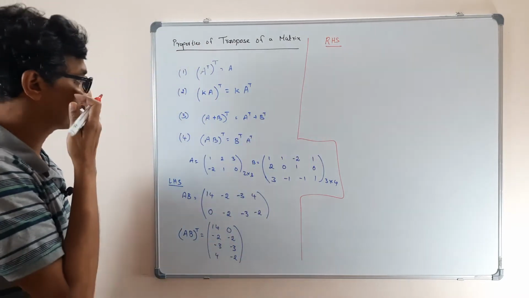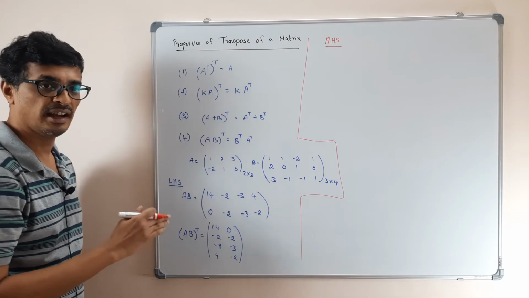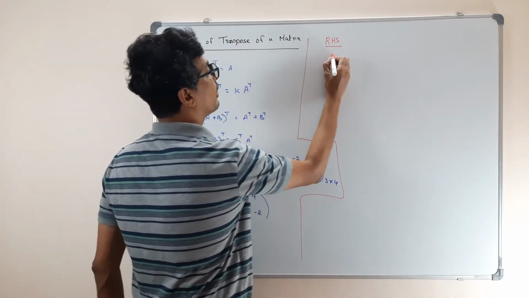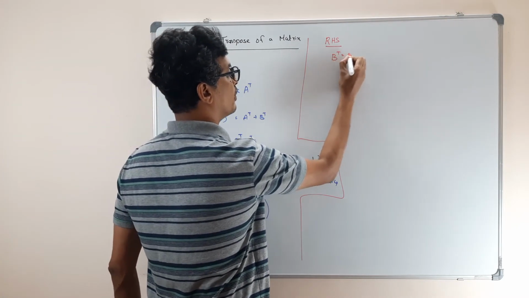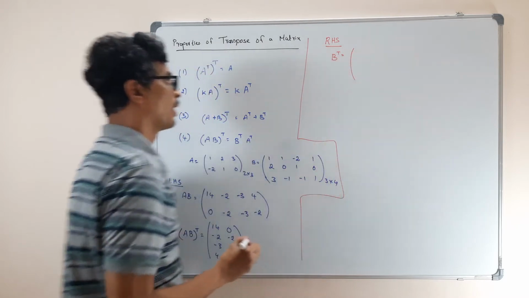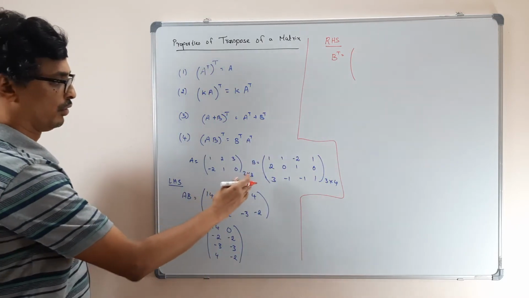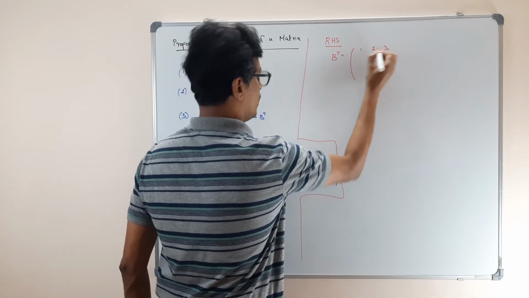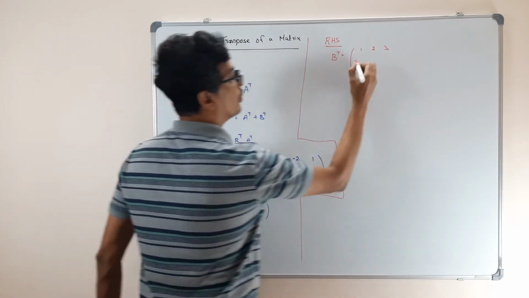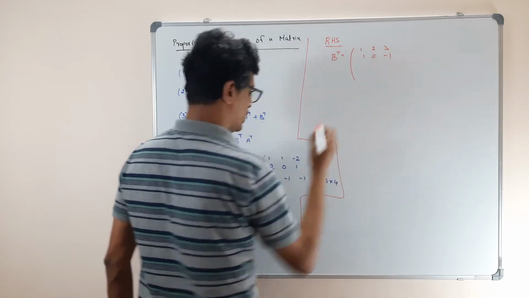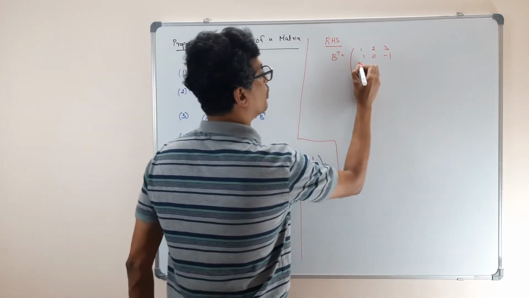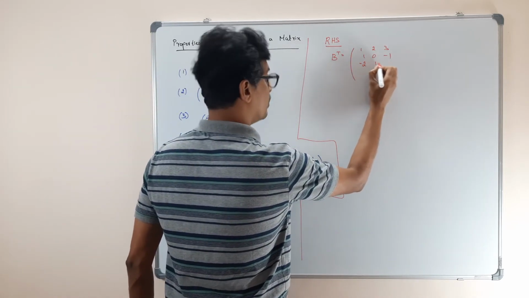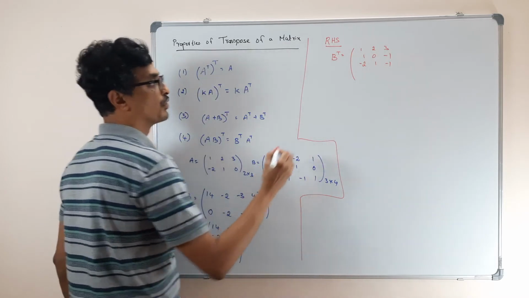What is RHS? First you have to find out B transpose and A transpose. What is B transpose? Tell me. 1, 2, 3, correct? 2, 3. 1, 0, minus 1. Minus 2, 1, minus 1. The last one is 1, 0, 1.